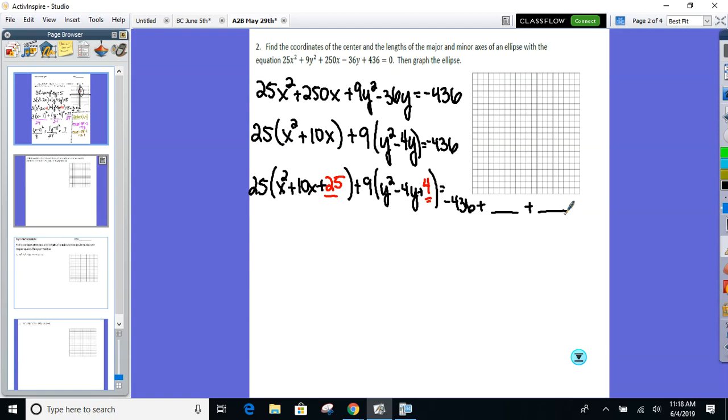Okay, ready? First number, 25 times 25. Right here, 25 times 25. 625. And what's the other number? Not 4, but distribute it through. 36. There you go. What's that number end up being? 225? Nice. 225.